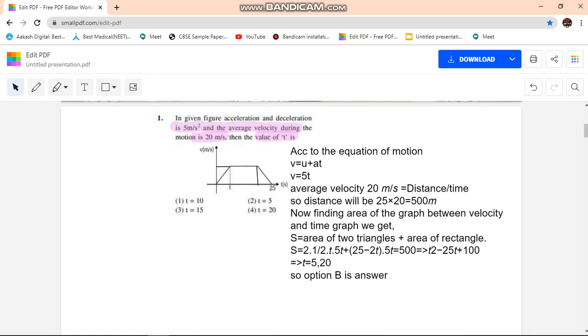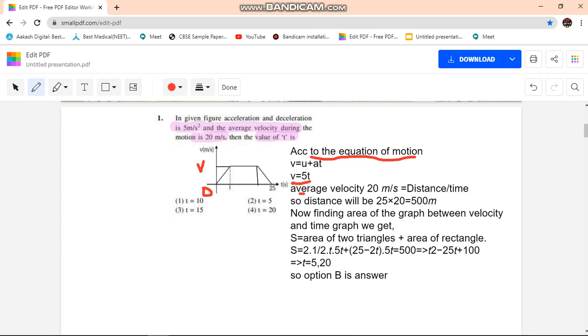We have joined this to find the value of u, our initial velocity, which is equal to 0, and we have to find the value of v. For finding v, we will use the equation of motion. The equation of motion states that v is equal to u plus at. u is 0, acceleration is 5, taking time as t, we will get the final velocity equal to 5t.